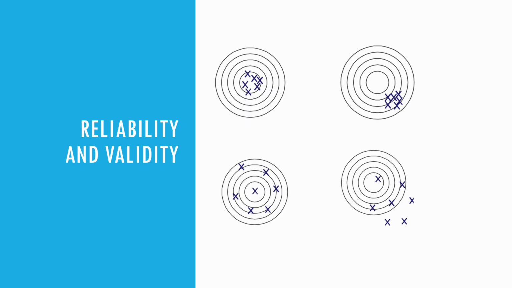This slide is a great depiction of reliability and validity. If we look at the top left circle, all of the X's are clustered close together in the center. This is an example of high reliability and high validity. If we look at the top right one, we can see all of the X's are clustered close together, but they're not within that target. This is an example of high reliability, but low validity.